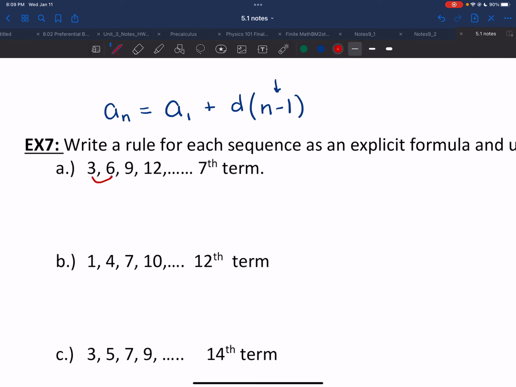If I go from 3 to 6, that's plus 3. 6 to 9, that's plus 3. 9 to 12, that's plus 3. So the difference between each of these is 3. I'm adding 3 each time.